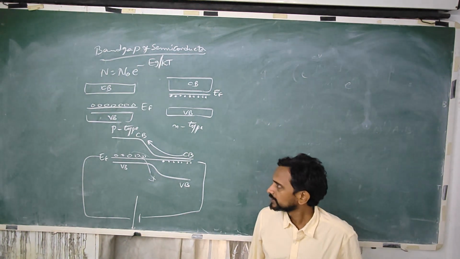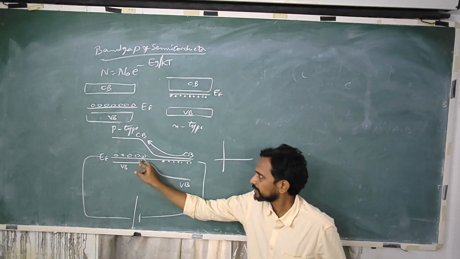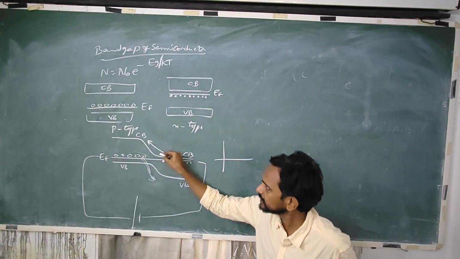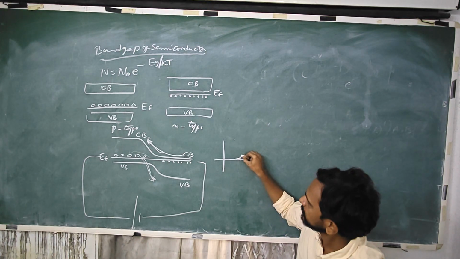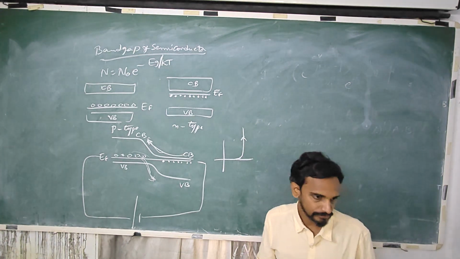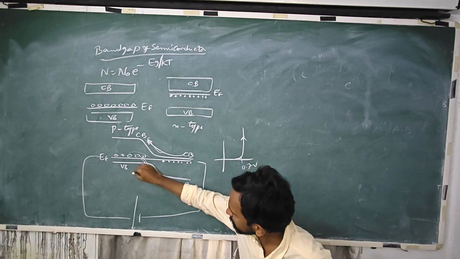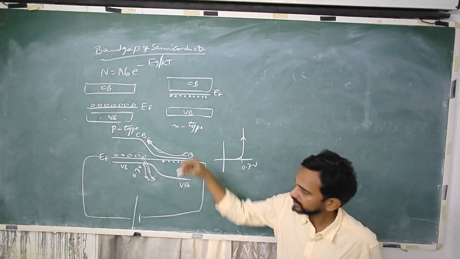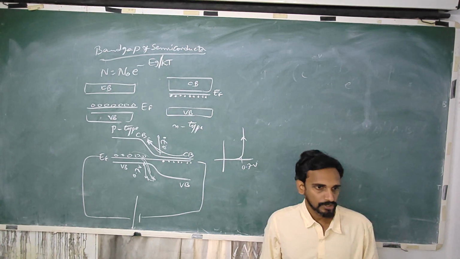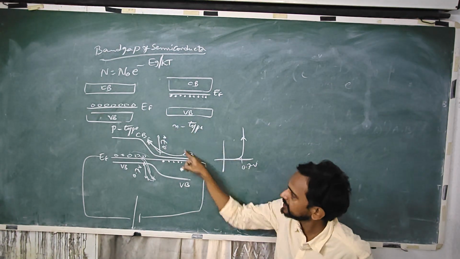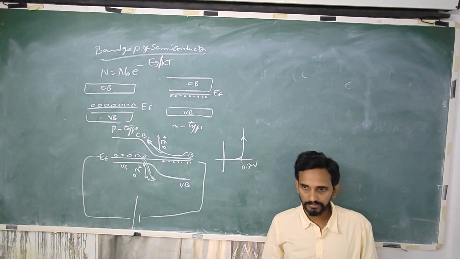So what happens? As long as you don't supply enough energy sufficient to cross this barrier, there won't be any current. Once you supply enough energy, beyond that current starts. So let's say this is 0.7 volts. If you supply sufficient amount of energy, then these carriers will reach the other end. Current continues.